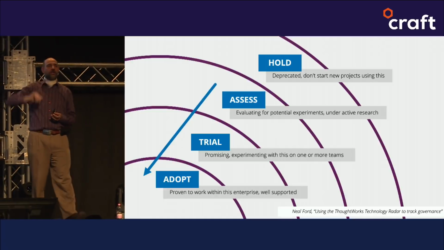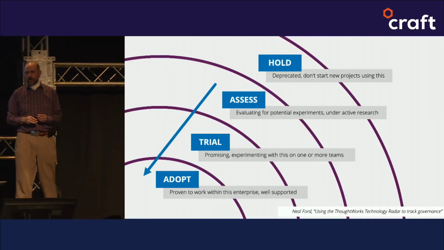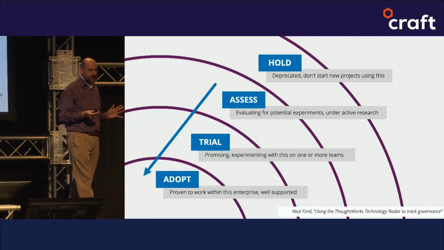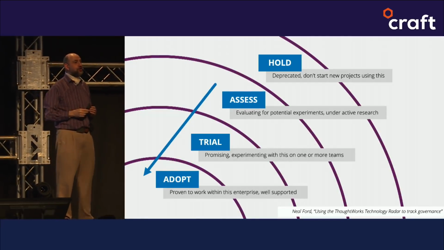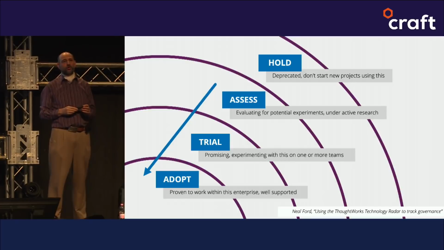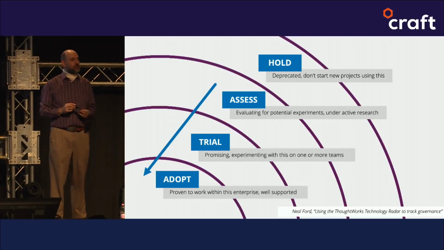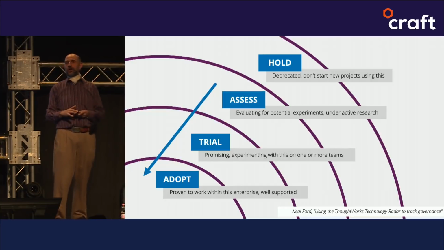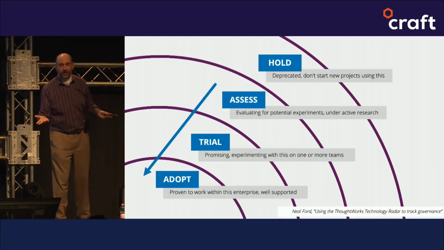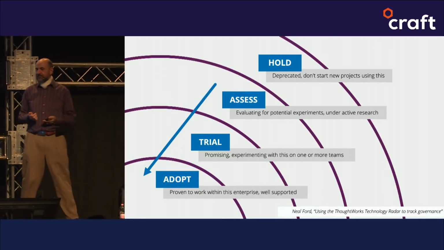The outer ring is the hold ring. And the hold ring has a number of different meanings. We often use it for things we see being used a lot in the industry and we think it's a bad idea. So things like separate testing teams are put on the hold ring, or SAFe is put on the hold ring, because we don't like it very much.